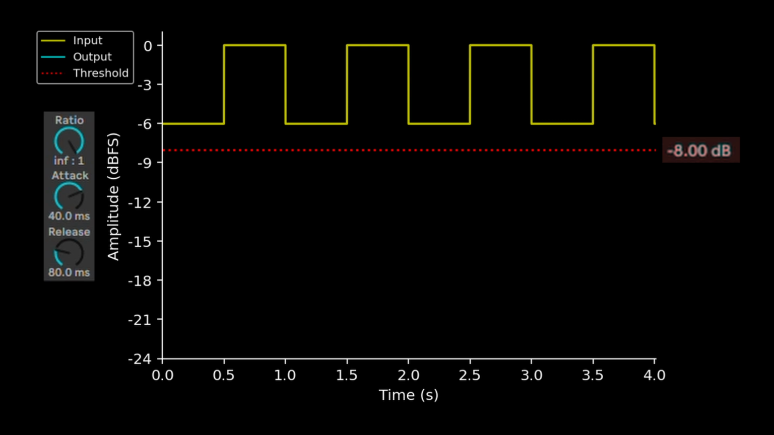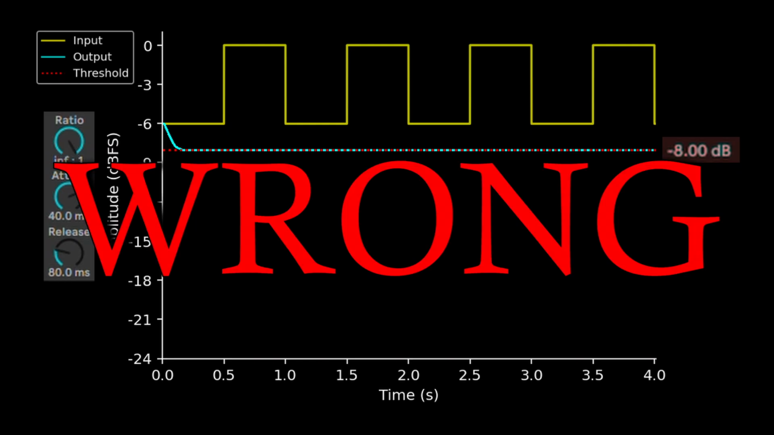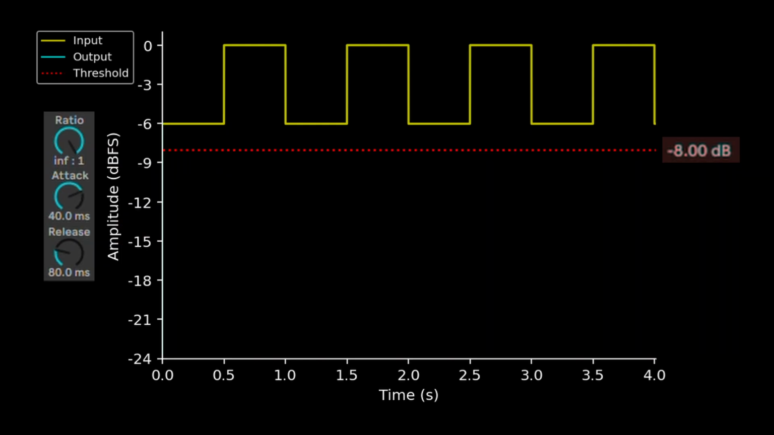Based on my previous understanding of attack and release, I would expect the output signal to look something like this. The input signal immediately exceeds the threshold, attack is engaged and compression occurs, the output signal is brought down to the threshold, and since it never crosses the threshold again, it remains there forever. But as you may have guessed, this is not what happens. What actually happens is this.